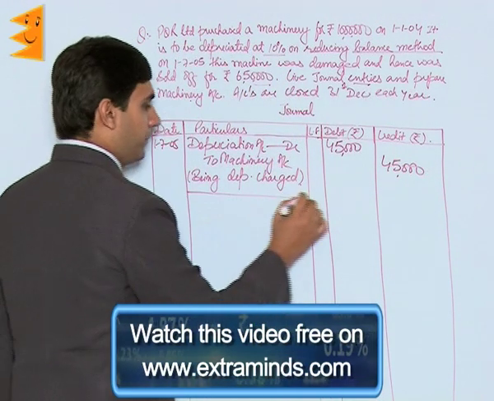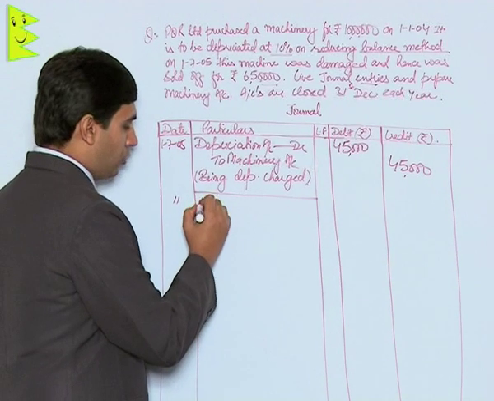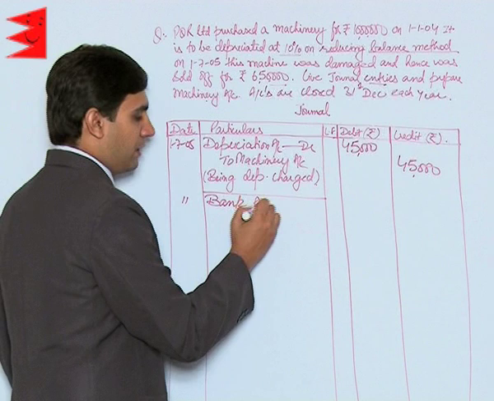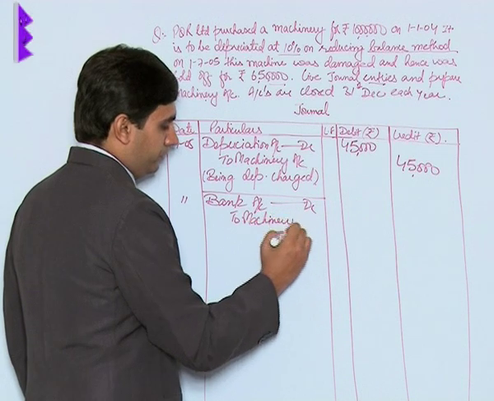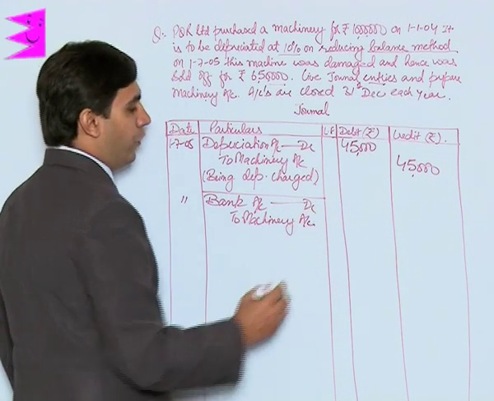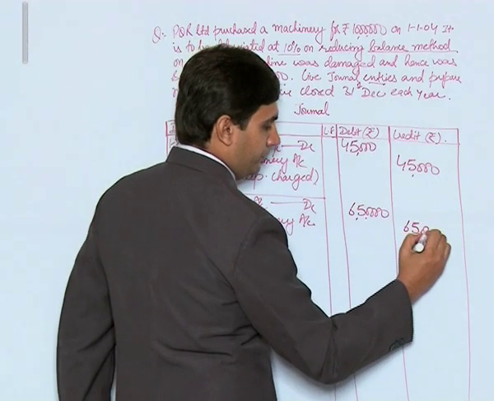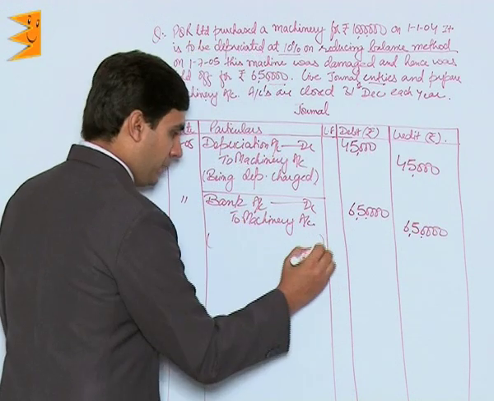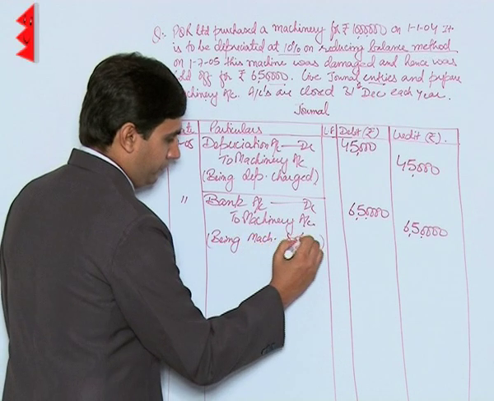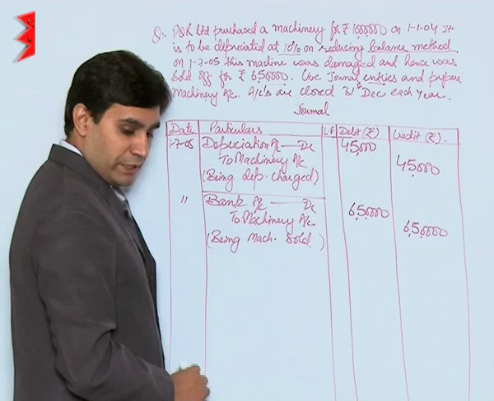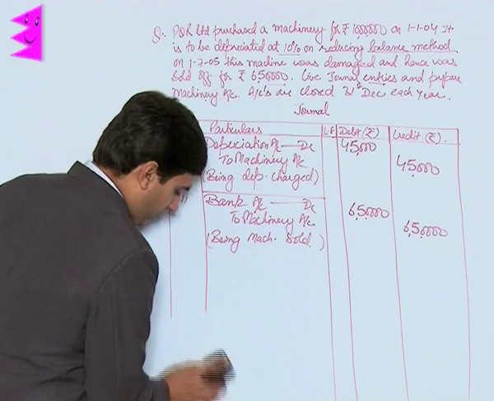Now on the same date, it is given that this machine was sold. So on the same date machine was sold, we will be receiving the money, that is bank account debited to machinery account, and it was sold for 6,50,000. Narration would be being machinery sold. Now students, we will have to calculate profit and loss. So let us make a small working note to calculate profit and loss here.